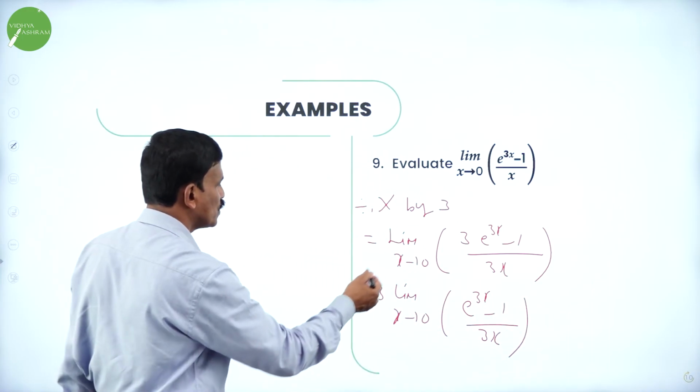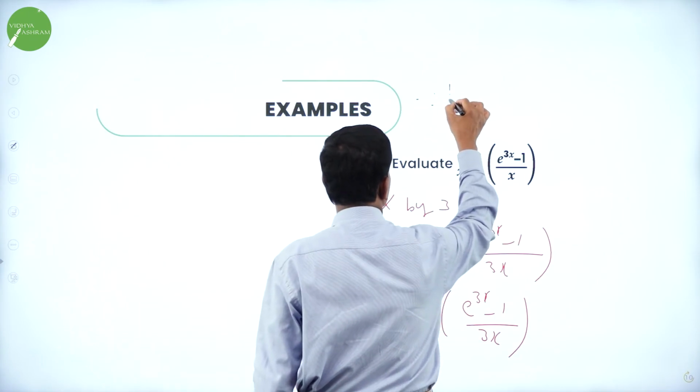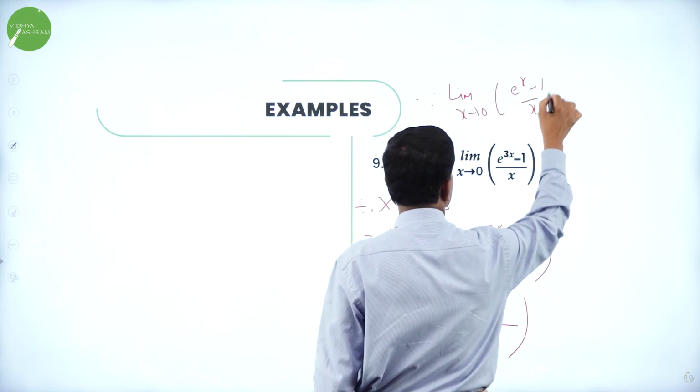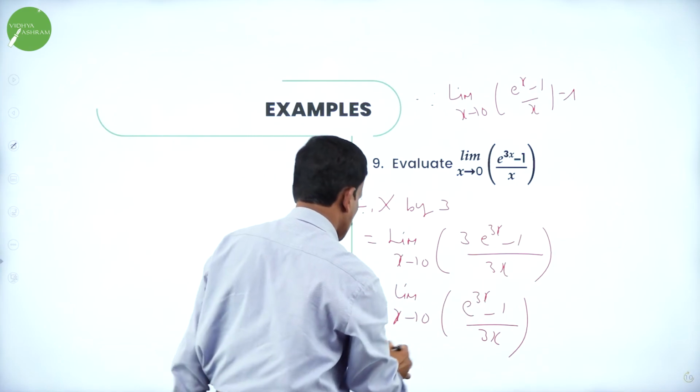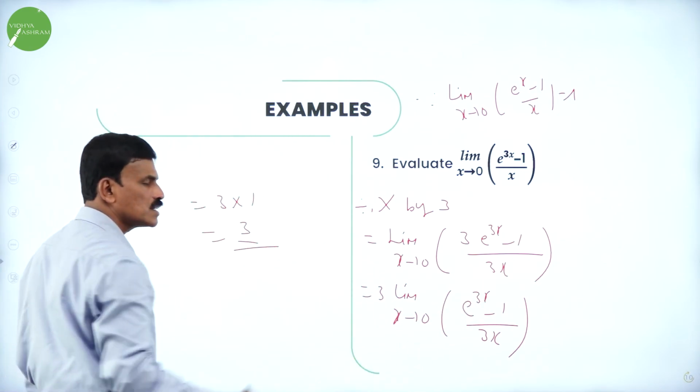Now, this is of the form e raised to x minus 1 divided by x. Since we know limit x tends to 0 of e to the power of x minus 1 by x is always equal to 1, this is 3 into 1, that's equal to 3. 3 is the simplified answer.